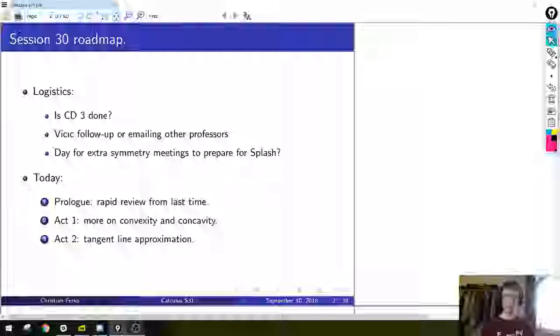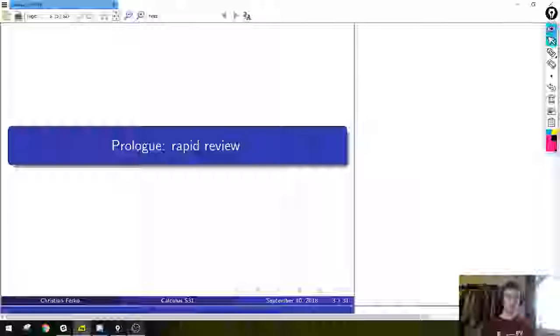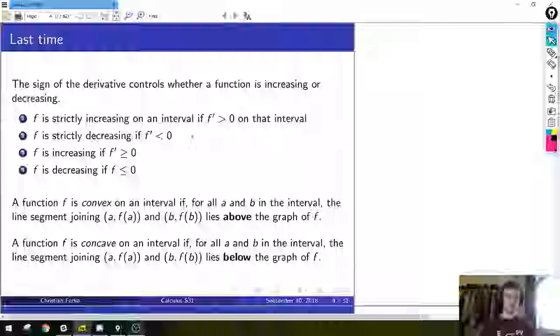Now, you'll see my error again in session 30, but good. First, let's remind ourselves of what we spoke about last time. So the punchline of our proof from last time was that the sign of the derivative tells you whether the function is increasing or decreasing, right? So we saw several cases.